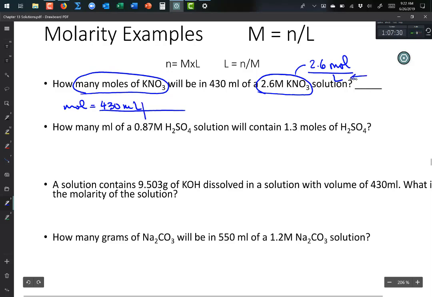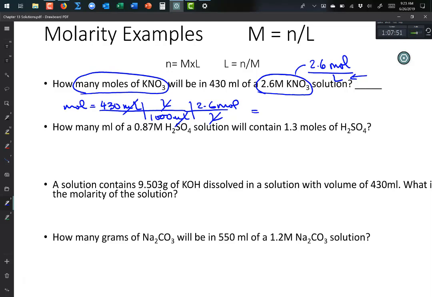Now this is liters here, right? So I have to convert milliliters to liters. So it's 1,000 milliliters for every liter, and then 2.6 moles per liter to get everything to cancel out properly. So 430 divided by 1,000 times 2.6. That's 1.1 moles.